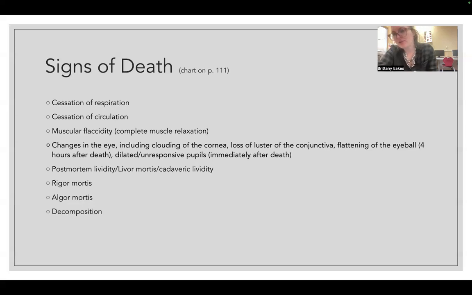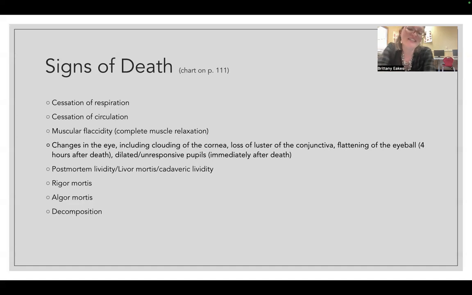This is why we use eye caps when we're in the prep room, when we're setting features to give that natural contour of the eye, because after death you'll see flattening of the eyeball. So you want to make sure that it has that natural curvature.